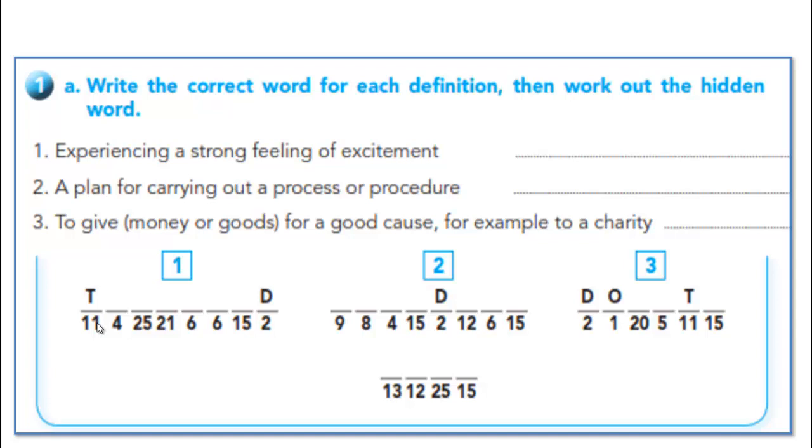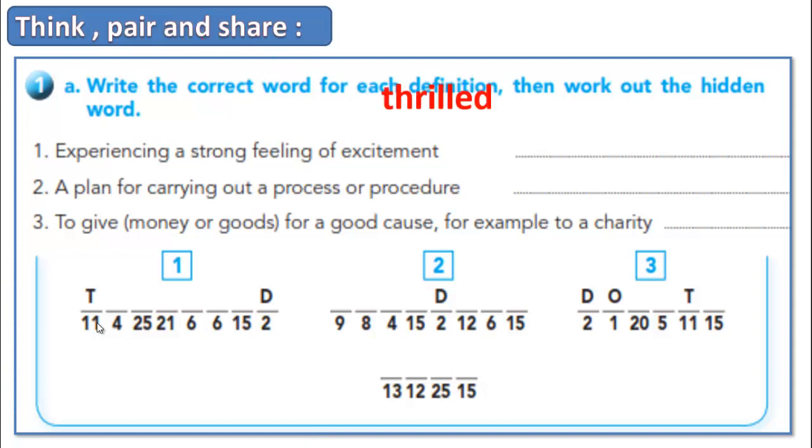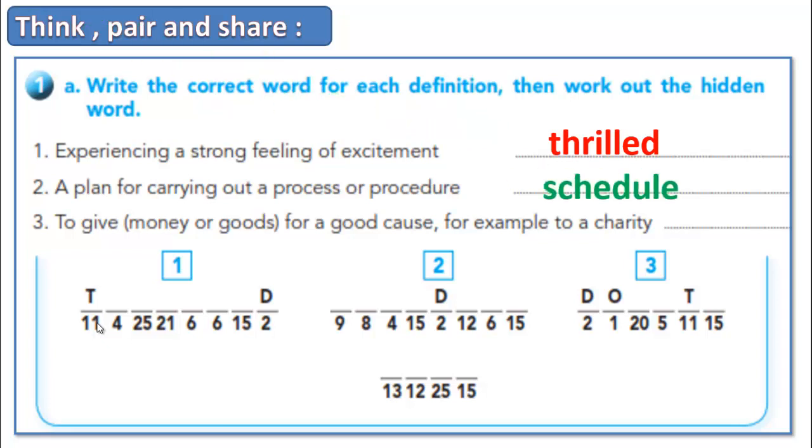The first one, experiencing a strong feeling of excitement. It means what here? It's a word that starts with letter T and ends with letter D. Who can tell me? Excellent. It's going to be thrilled. So thrilled here means experiencing a strong feeling of excitement. The second one, a plan for carrying out a process or procedure. It's called what? Excellent. Schedule.